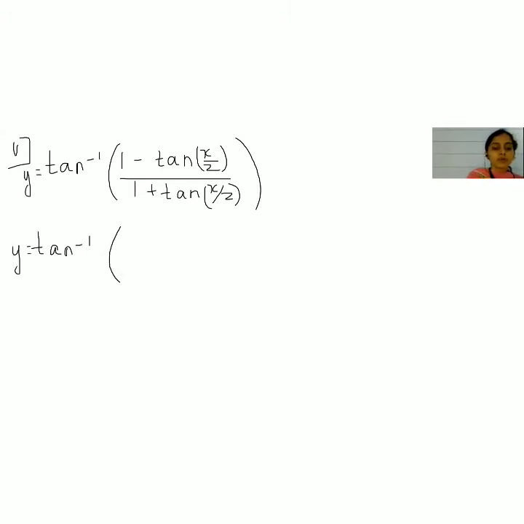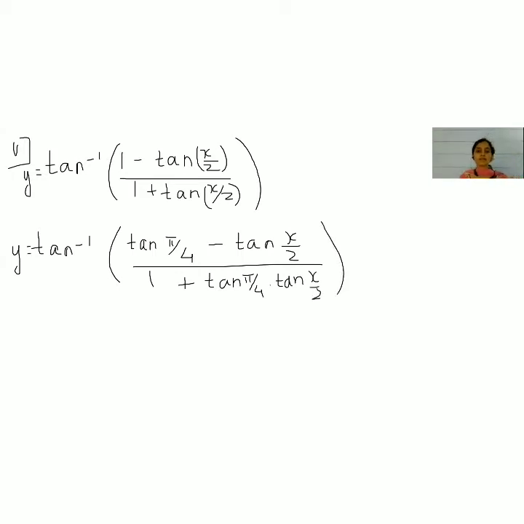Tan inverse of, now 1 can be written as tan of pi by 4, so tan of pi by 4 minus tan of x by 2, divided by 1 plus tan of pi by 4, which is 1, into tan of x by 2. What does this look like to us? Tan A minus tan B upon 1 plus tan A tan B. What formula is this? I'm writing the formula here. So tan of A minus B is equal to tan of A.